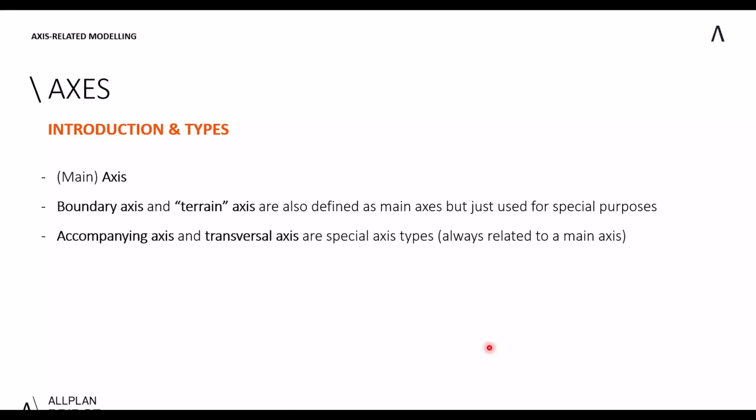But there are in fact two special types of axis, which are the accompanying axis and the transversal axis. And they are always related to a main axis. So these are the types we will now investigate a bit more.